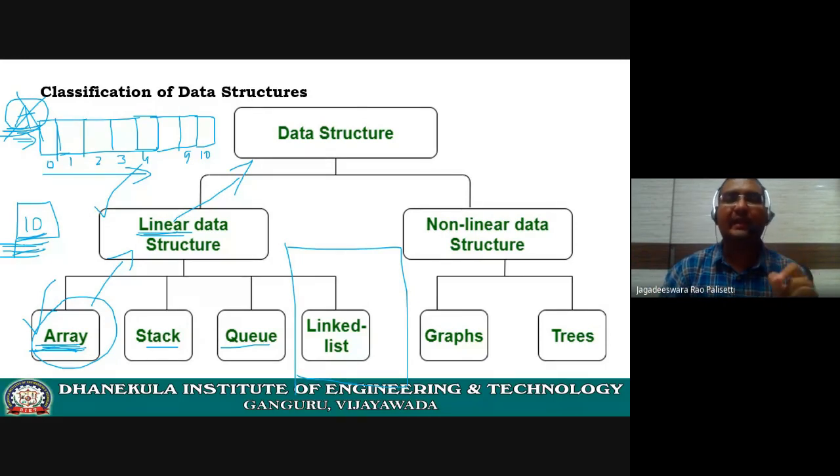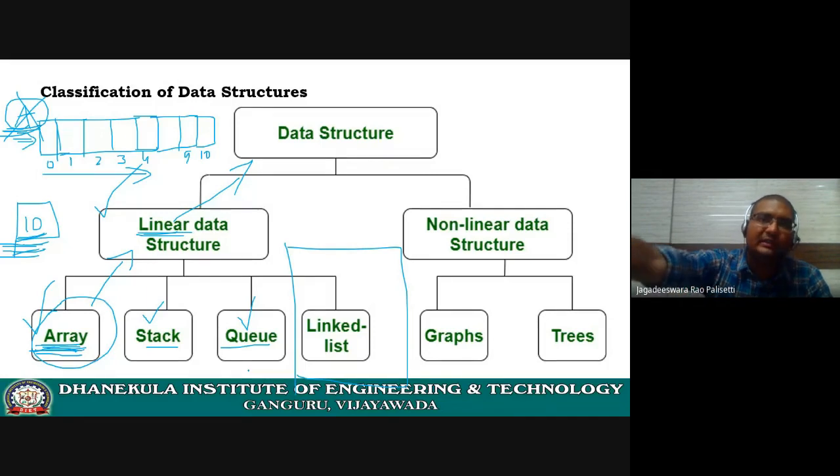So that is what is meant by a linear data structure. Array is one of the linear data structures. Similarly, stack and queue are also types of linear data structure. It means that at the time you implement these data structures, you should definitely have memory locations which are in a continuous or sequential manner. Am I clear?